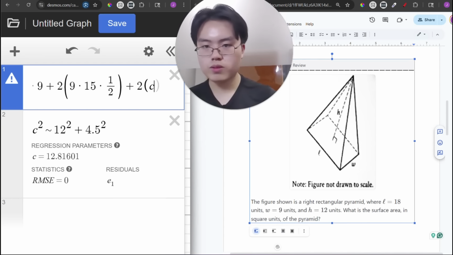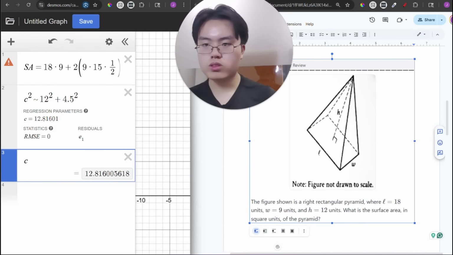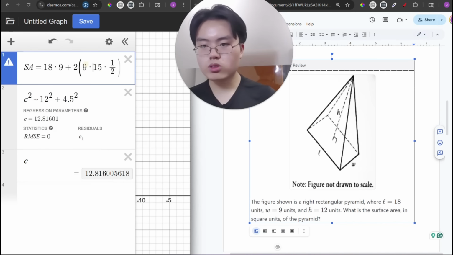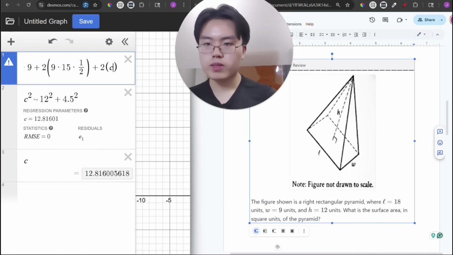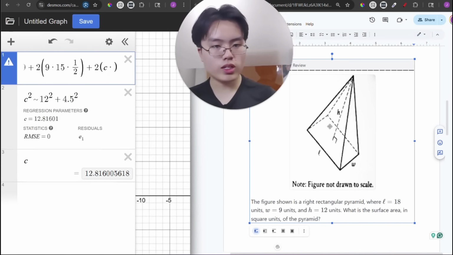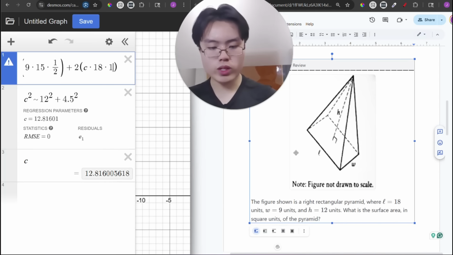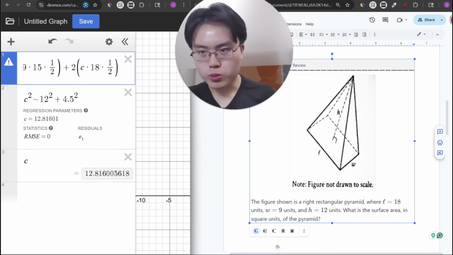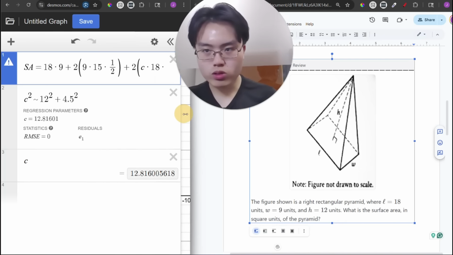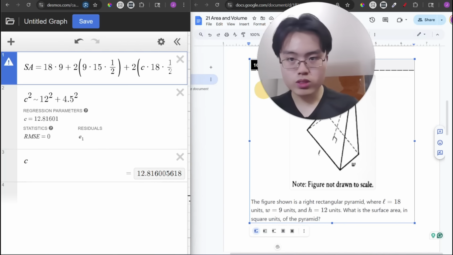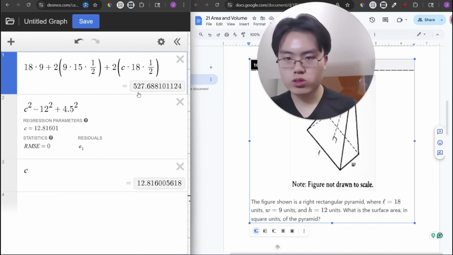C equals that value. We just do C times... C was the height times the base, which is L, so 18. Okay, and then we times 1/2 because it's a triangle. We multiply it by 2 because there's 2 of them. Okay, so now we should have the volume, sorry, the surface area.